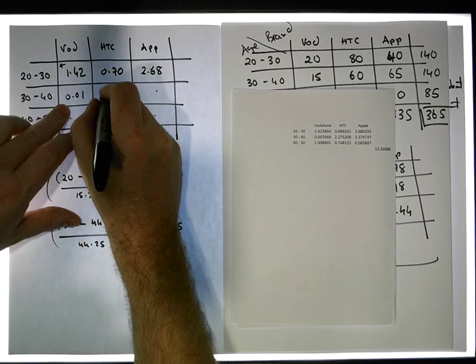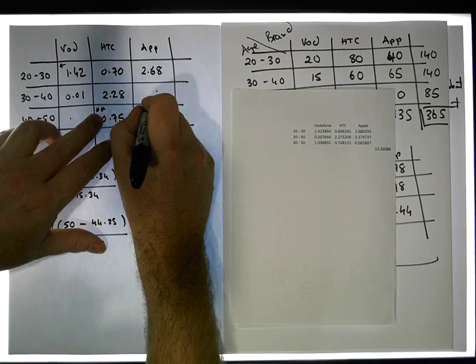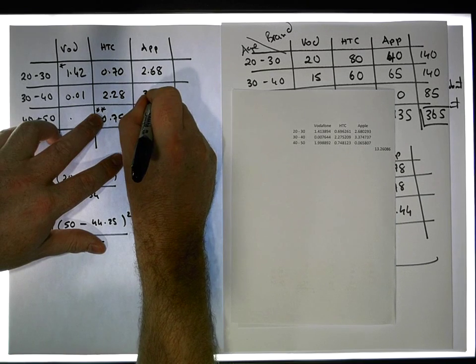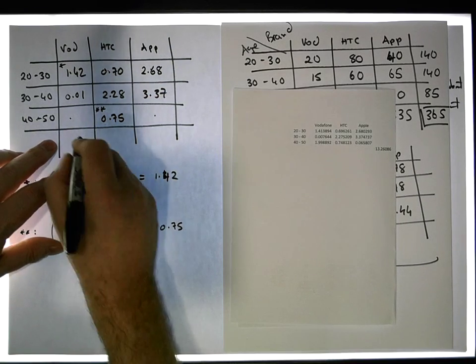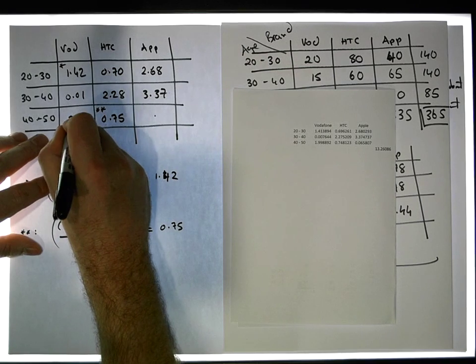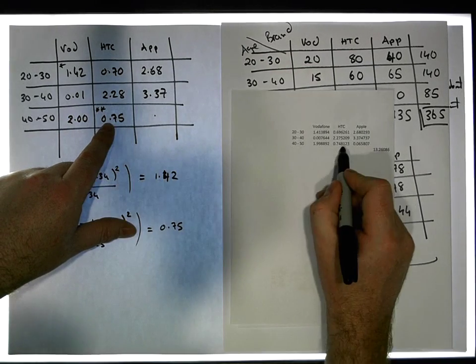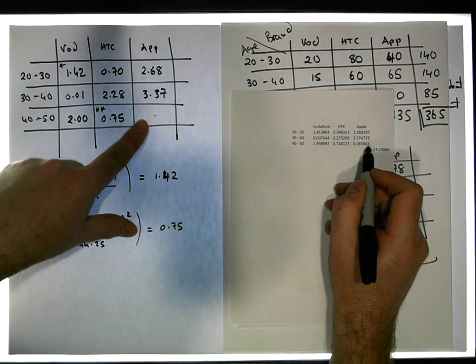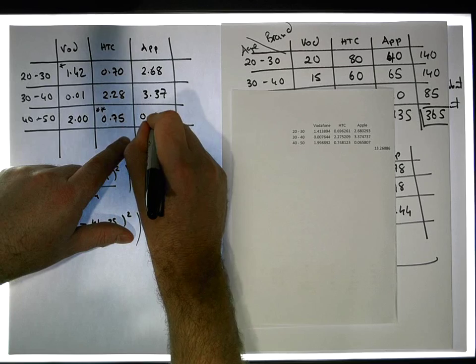We have 2.28. Okay, 2.28. We have 3.37. We have 1.99, which rounded to 2 decimal places is 2.00. Okay. We have 0.75, rounded to 2 decimal places, and then finally we have 0.07, rounded to 2 decimal places.